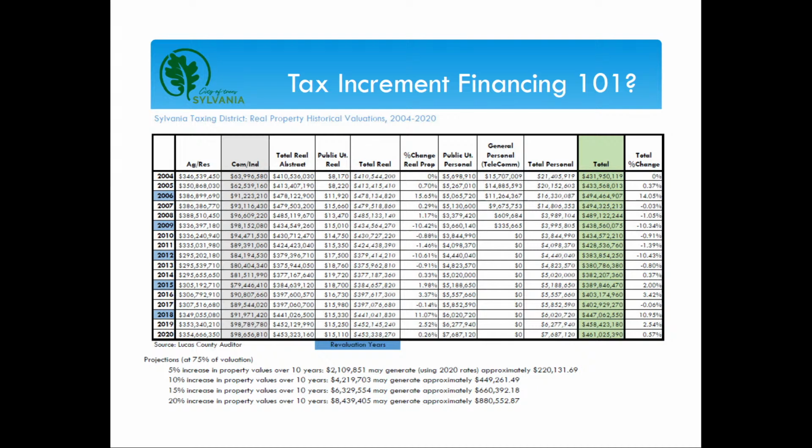Is that 20% over the 10-year time period, or is that 20% a year? Oh, no. Because most of us had a 15% increase in valuation this last time. That seemed like that's about the average.